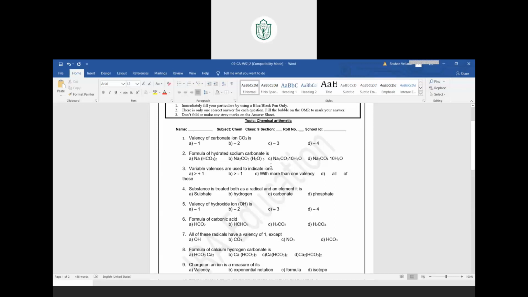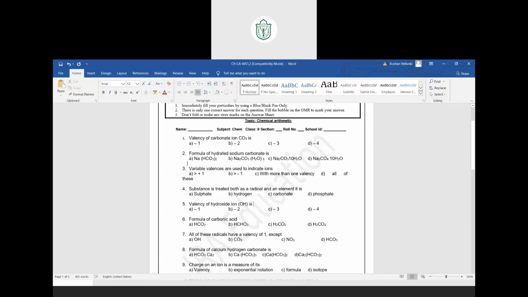What is the name of this compound? Washing soda, sir. Very good. Washing soda. Na2CO3.10H2O is called washing soda. You'll get this in acids, bases, and salts in your next academic year in CBSE.